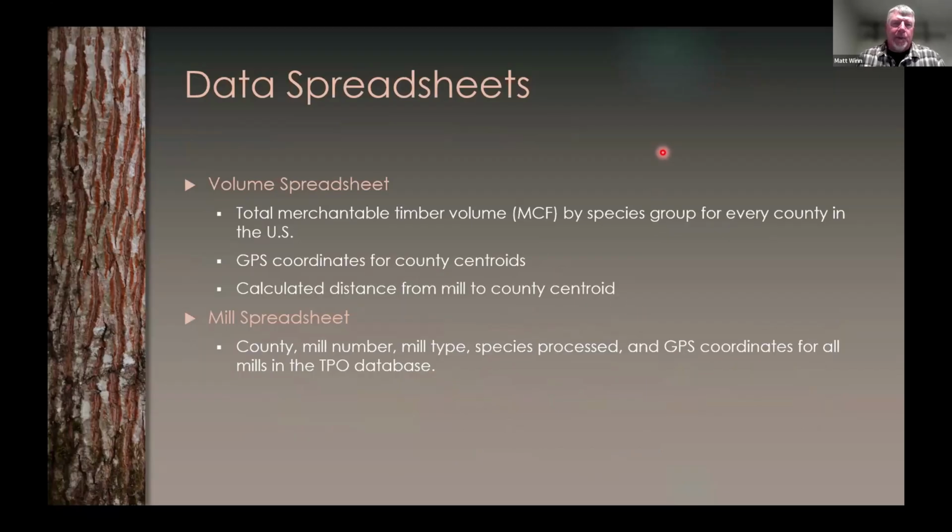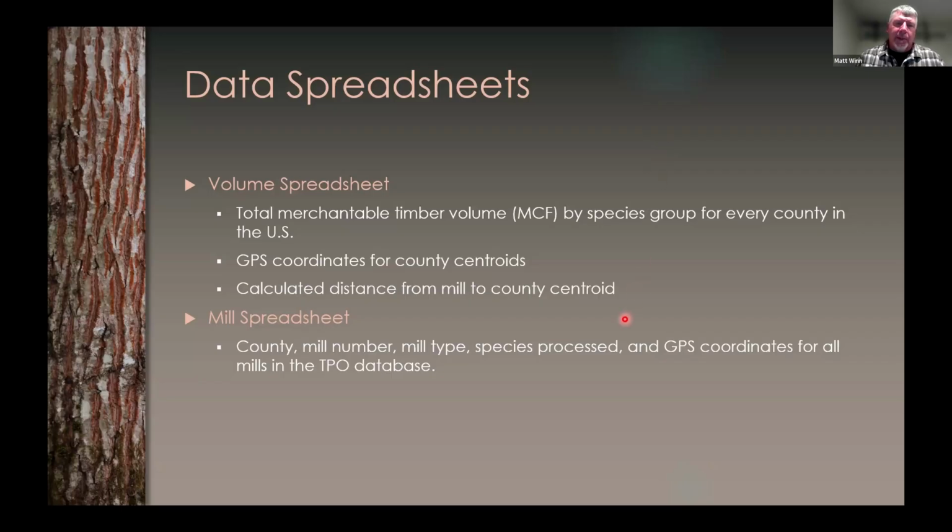So there's a couple data spreadsheets within the program. There's a volume spreadsheet. So there's a row for every county in the U.S., and within that row, there's the total merchantable timber for that county in 1,000 cubic feet, by species group, the GPS coordinates for the county centroids, and then there's a column for the calculated distance from the mill to the county centroid. So once you input the coordinates of the mill, it automatically calculates this column, and it provides a distance from the mill to every county in the U.S.